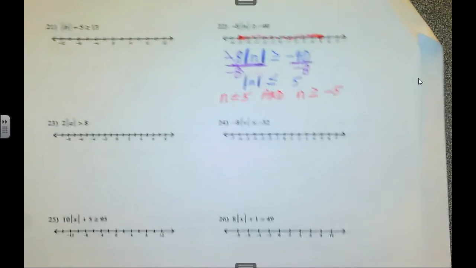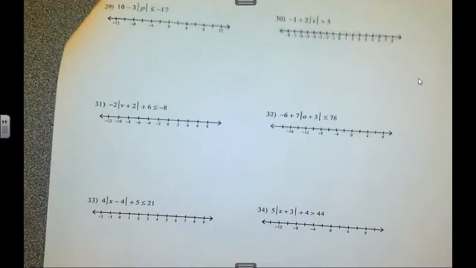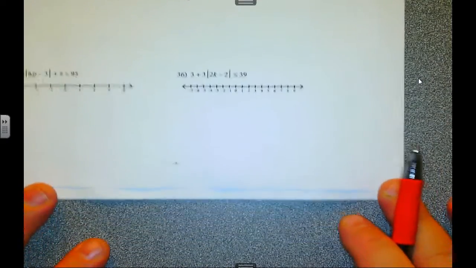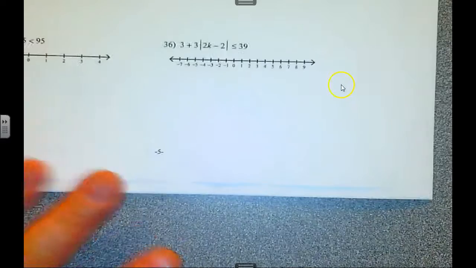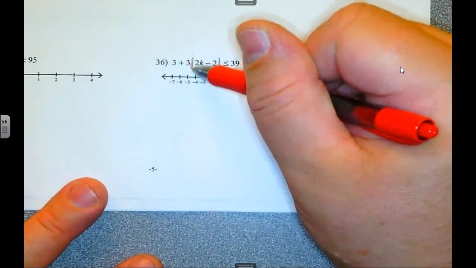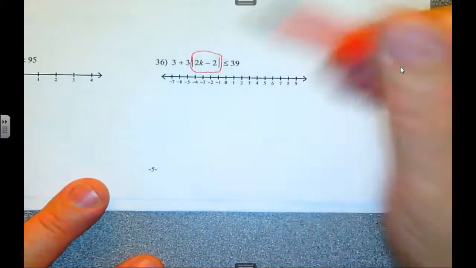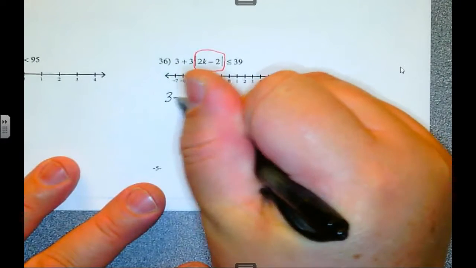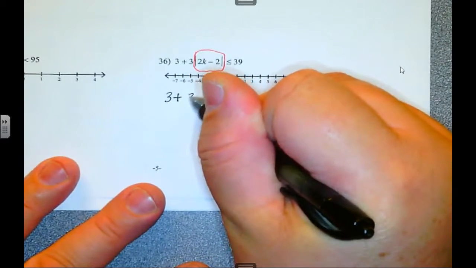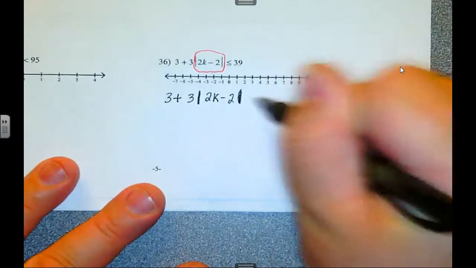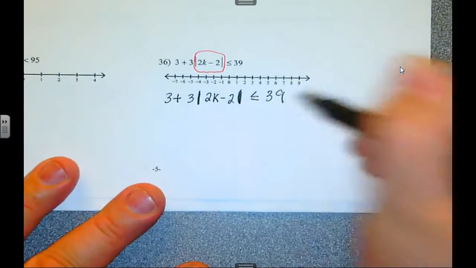Let's find a really tricky one here. Let's look at number 36. Looks like 36 has got everything. Okay, first of all, I've got to work on getting the absolute value isolated, right? I'm going to rewrite this. More room down here. 3 plus 3 times the absolute value, 2k minus 2, absolute value less than or equal to 39.